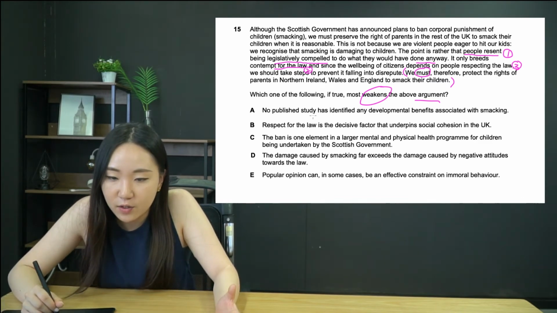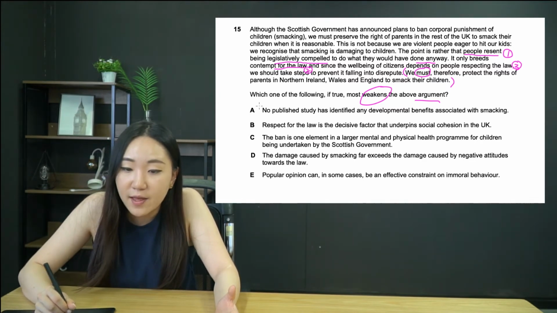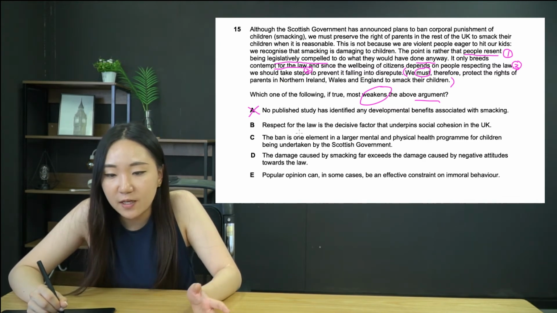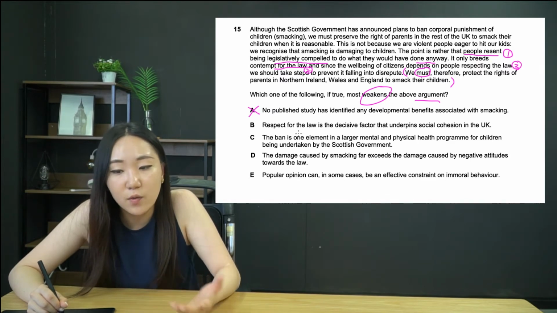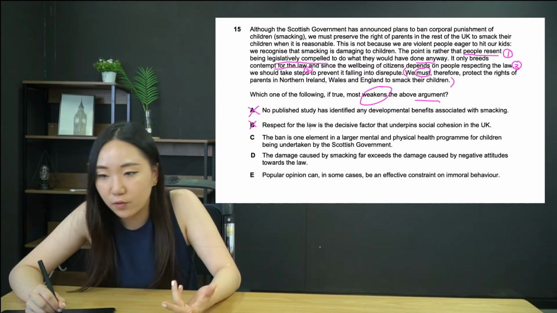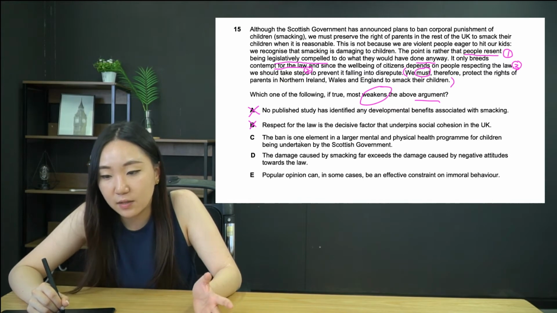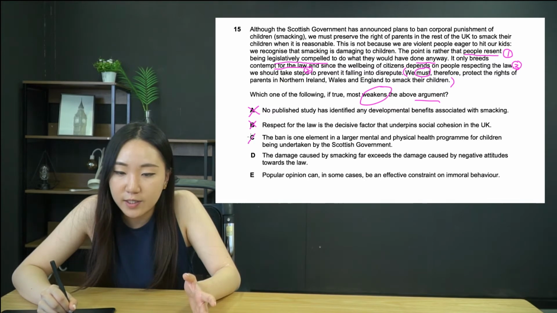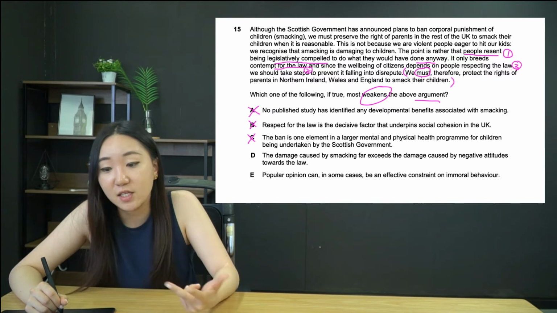Okay, so let's have a look. So no published study has identified any developmental benefits associated with smacking. That's not part of the mechanism that we've been looking at, so we can disregard that. Respect for the law is the decisive factor that underpins social cohesion in the UK. That is quite clearly strengthening the argument because it is arguing the same thing. We need respect for the law, otherwise society falls apart. The ban is one element in a larger mental and physical health programme for children being undertaken by the Scottish Government. Again, that one is not really to do with our argument necessarily. That is maybe just part of a solution perhaps.